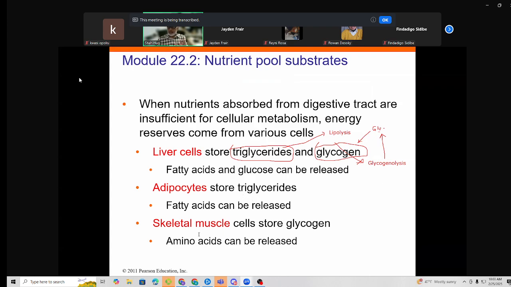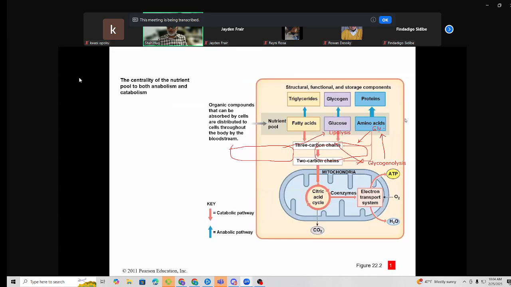The fatty acids can be released from the lipolysis of the triglycerides in the adipocytes. And the last source of our nutrient pool is skeletal muscle. In skeletal muscle, as I said, glycogen is a source, and also the proteins, the muscle proteins. The two main proteins of the muscles are called actin and myosin. They break down and give rise to amino acids. And these amino acids, if you go back to the previous slides, here you can get the amino acid.